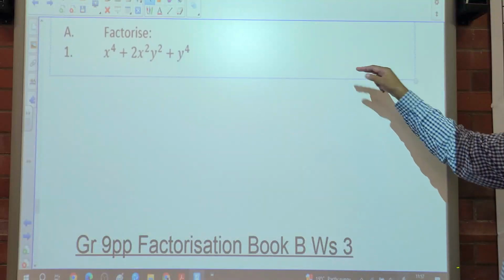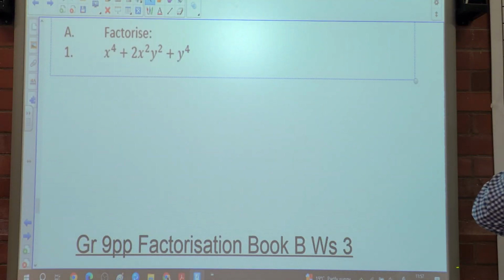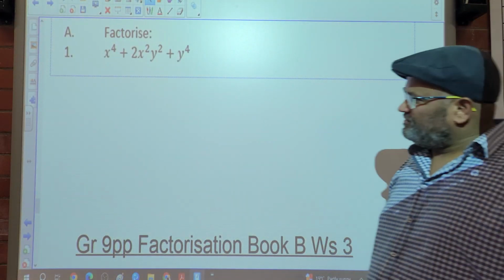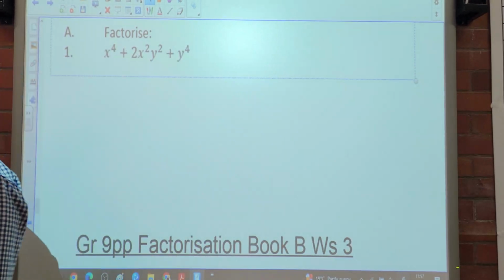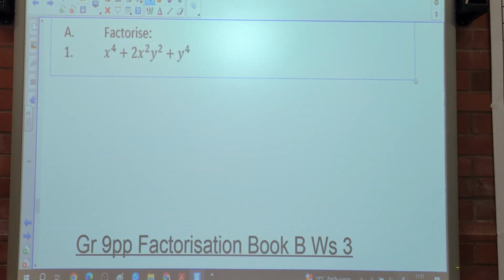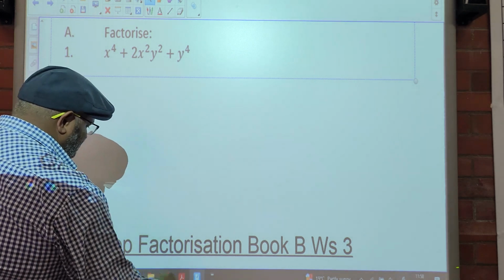Right, so let's look at the first one. The question says factorize. So, are there 3 terms? Yes. Is the first and last term perfect squares? Yes. Let's check if that's the case.